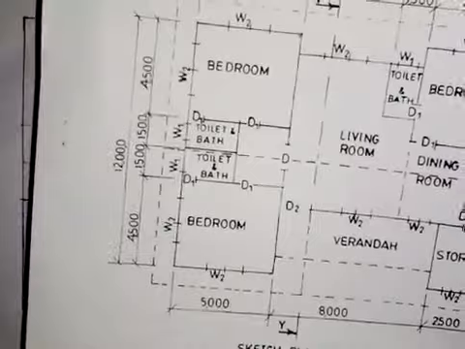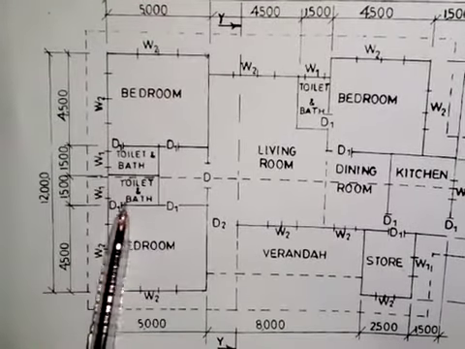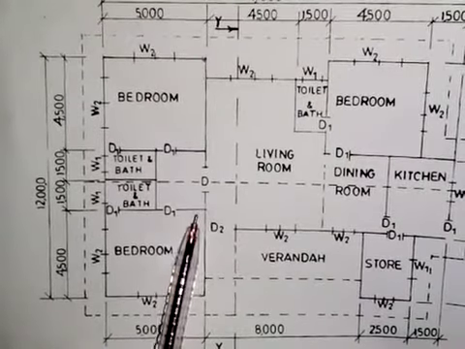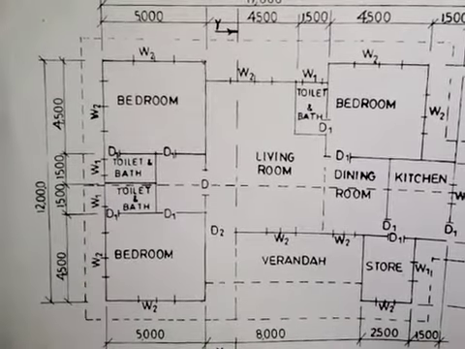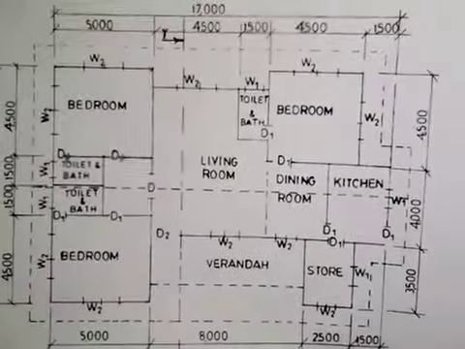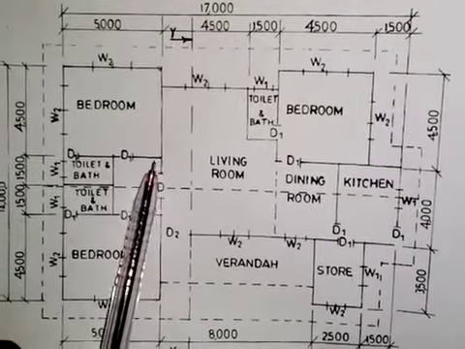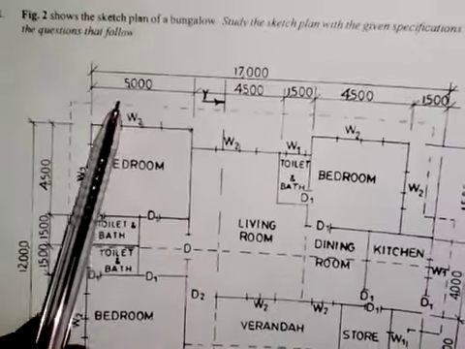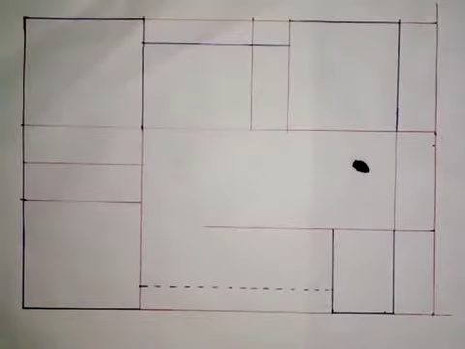If you look at what we have here for the toilet and bath, the distance from here to here is not given, and from here to here is not given. But if you look at this, the distance from here to here is equal to the distance from here to here. And we have been told that we should assume any suitable dimension where unspecified. So I'll just divide this 5,000 by 2. That will give us 2,500. 2,500 by 100 will give us 25 millimeters.